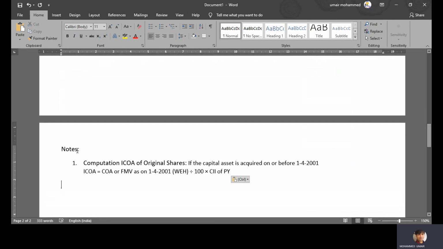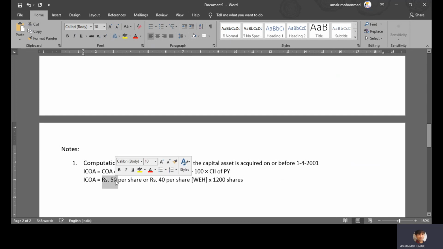So the first equation is this. So let's substitute the values now. ICOA is equal to cost of acquisition. So cost of acquisition is rupees 50 per share, or fair market value as per the question is rupees 40 per share, but we should take whichever is higher, into 1200 shares. Okay, so this is what we are supposed to do. So obviously we will take 50 because 50 is the higher value.